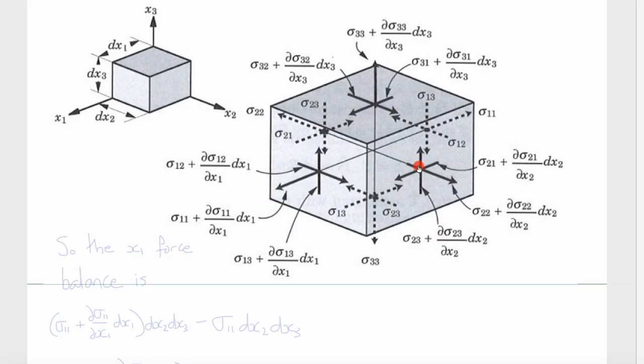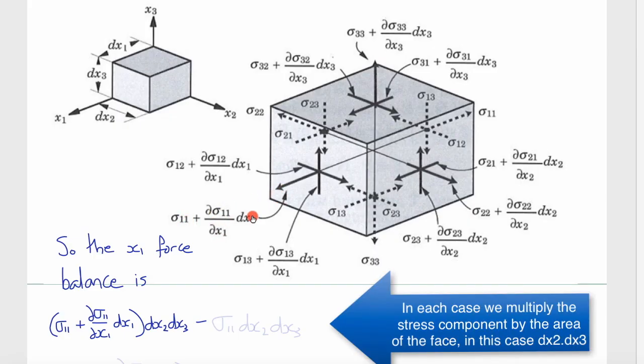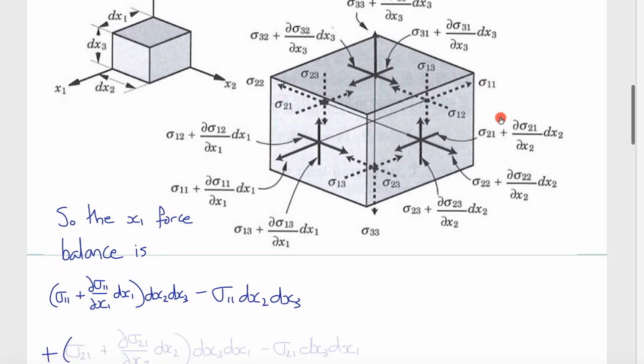So now we can do a force balance of these components. And we'll start with the x1 direction. So this direction here. We'll balance all of the forces, the shear forces and the normal forces that are going in the positive or negative x1 direction. So we'd start with this term here, sigma 1,1 plus del sigma 1,1 del x1 dx1, minus this one here, it's on the negative face, sigma 1,1, times the area of that surface, dx2 dx3.